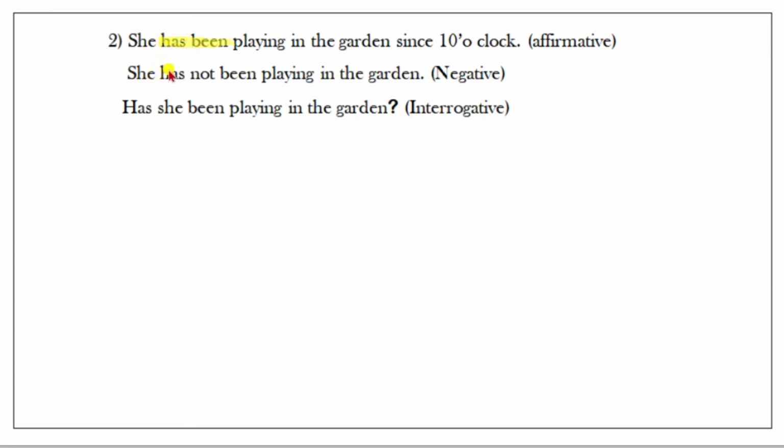For this sentence, the negative form: she has not been playing in the garden. We can write the negative form like this. Has she been playing in the garden? Interrogative form. We can also write interrogative negative: has she not been playing in the garden?